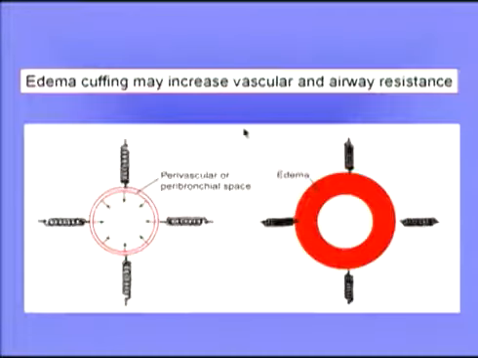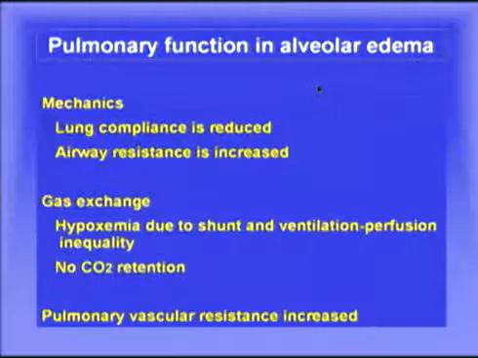And here's a diagram just showing how this could occur. Here you've got a potential perivascular or peribronchial space. This is either a blood vessel or an airway, it doesn't matter. And you've got the radial traction pulling it open. And now if you get edema fluid filling this potential space here, because that's where the lymphatics run, then you get a reduction in the lumen of the blood vessel or the airway, and that causes either an increased vascular resistance or an increased airway resistance.